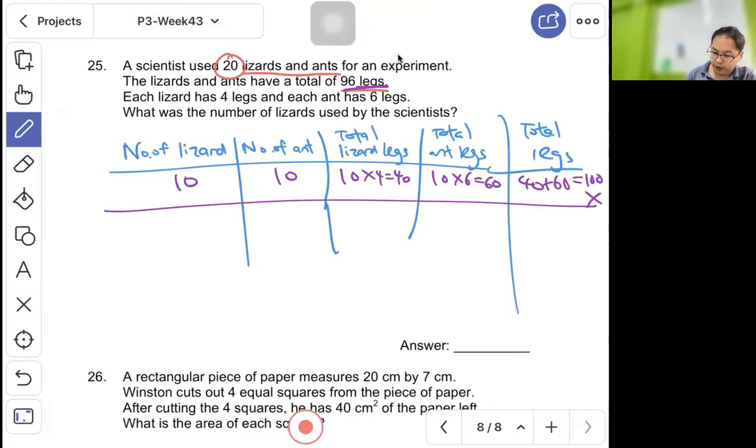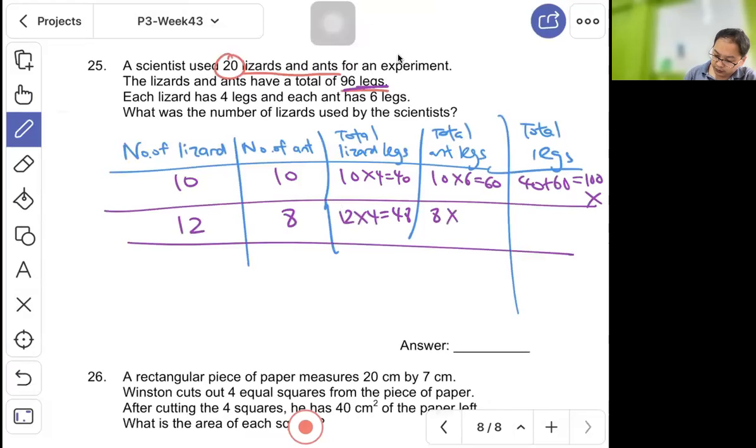So now I want to have fewer legs. I will have fewer ants, have more lizards. Maybe I try here, 12 lizards, 8 ants. So 12 lizards, 12 times 4, 48. And 8 times 6, 48. 48 plus 48, 96, correct. So the number of lizards used is 12.